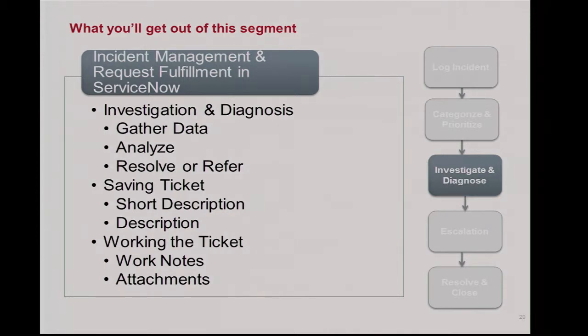We'll talk about saving the ticket. The last 2 fields required to save the ticket are the short description and the description. The short description is particularly important because it gets auto-filled into the subject line of every email communication that goes out on this ticket. It's also what shows up in the list view anytime you look at a list of tickets. The description, of course, is a place where we put as much information as we can gather from the customer about the incident at hand.